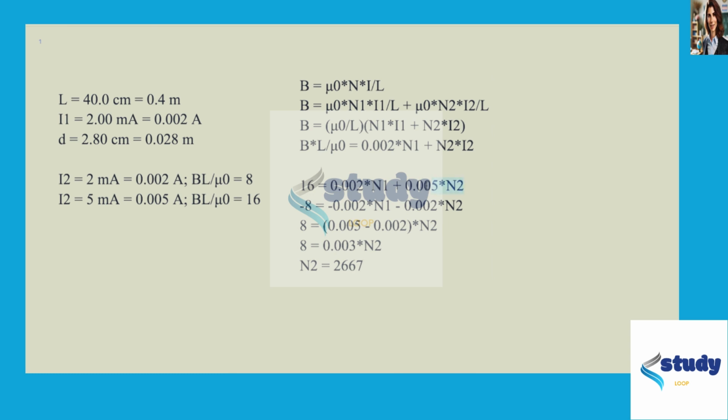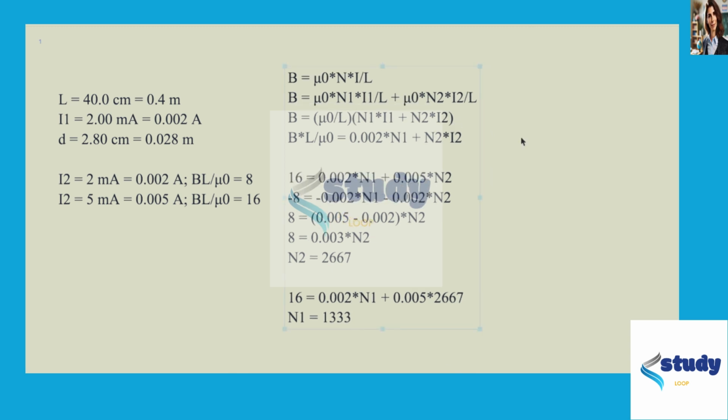So now all we have to do is pick one of our equations, let's say this one, just because, and plug in n2 here and just solve for n1. And what that's going to give us is n1 equals 1333. Again, I'm rounding to the nearest winding so that we don't have fractional numbers of windings. So this is going to be the answer to part B here. We've figured out n1 and n2.